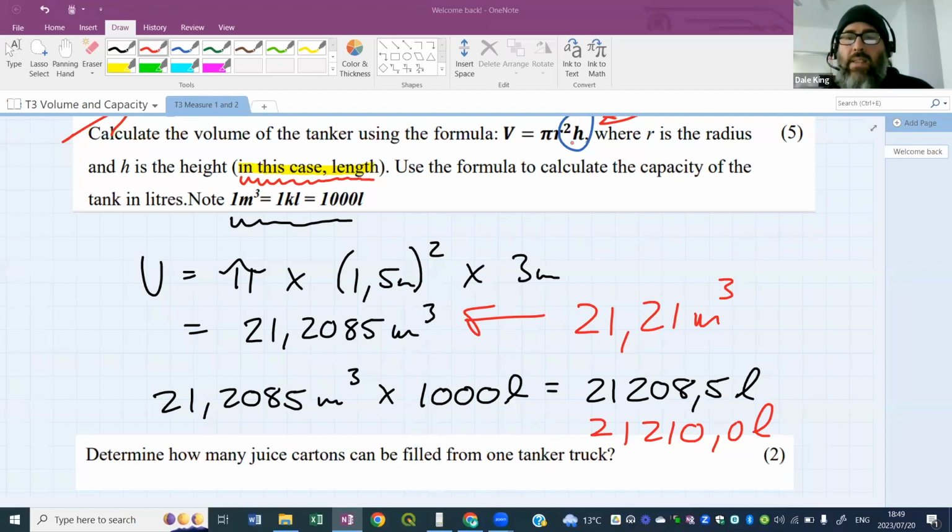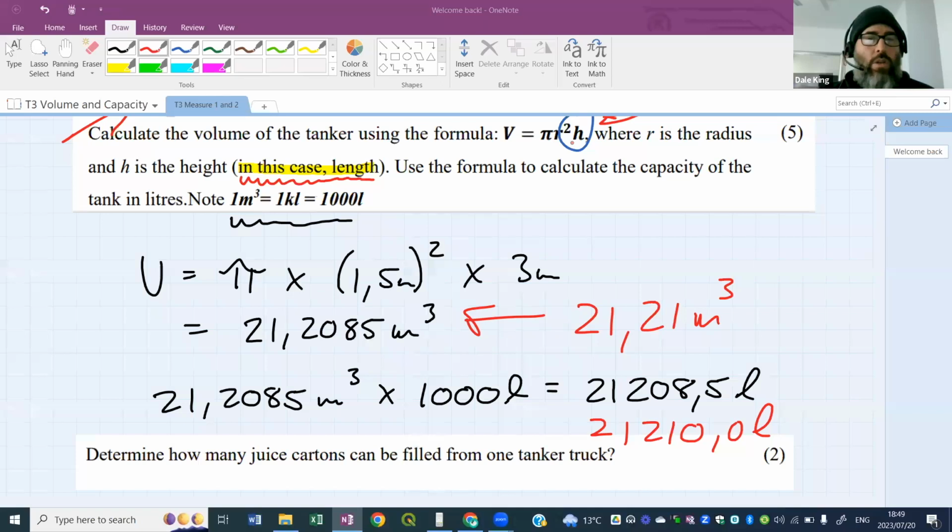Okay, some examiners make allowance for this, but the matric memo should read 21,208.5 because you only round off at the end of a question. Do not round off during a question. Okay, so some of you might have a slightly different answer to that. Okay, next question. Here we go.